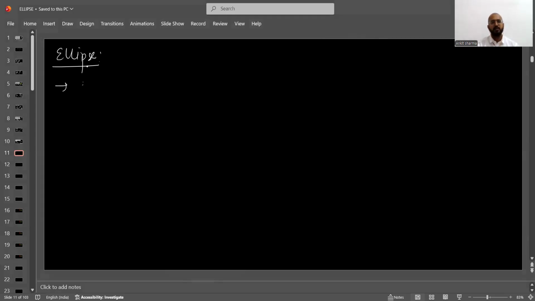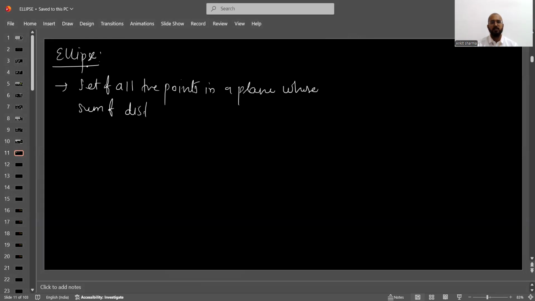What is an ellipse? I want the locus of all those points, the set of all points in a plane, whose sum of distances from two fixed points is constant.